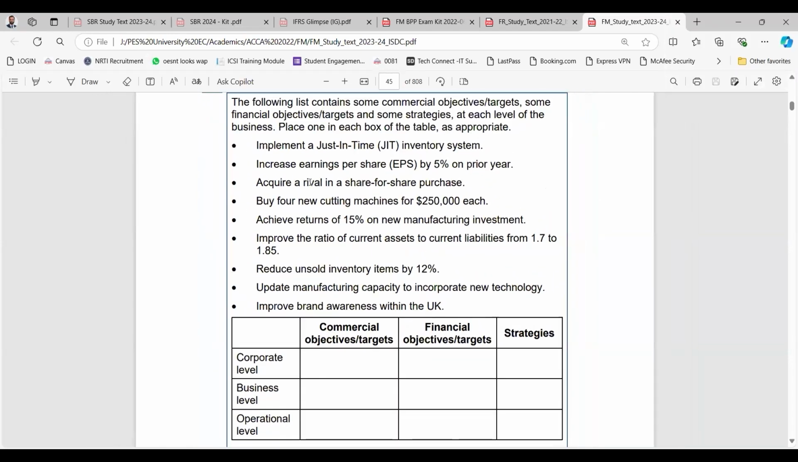Sure. Yes. First one, what is it? JIT. Strategy it was, at operational level, commercial. O3 operational is the answer, right? Yeah. O3. I want you all to write O3 in that case. I will just verify, okay?